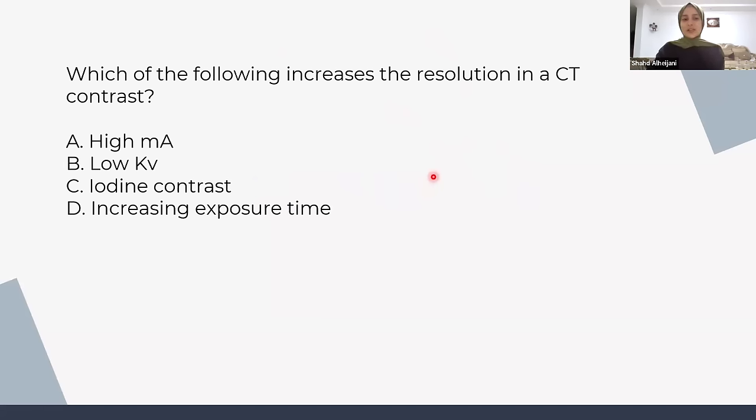Which of the following increases the resolution in a CT contrast? I think I should have specified in the question. So you have either contrast resolution or spatial resolution. So for contrast resolution, yes, you have C, which is ideal contrast. For spatial resolution, on the other hand, what would be the answer? Yes, exactly. So here, this is my fault. I should have specified in the question. For spatial resolution, the answer would be low kV because you decrease the voltage, decrease the energy, you'll get a better resolution. And for contrast resolution, the answer would be C, which is ideal contrast.